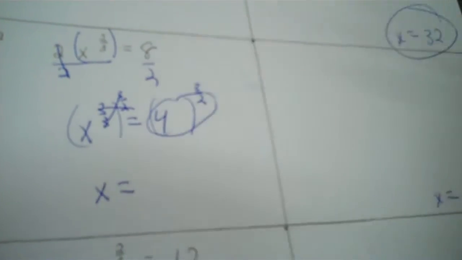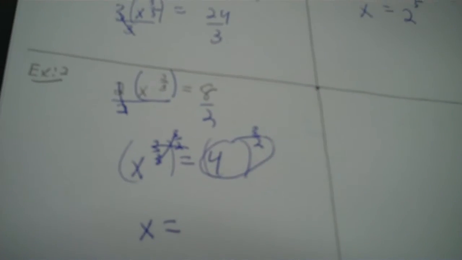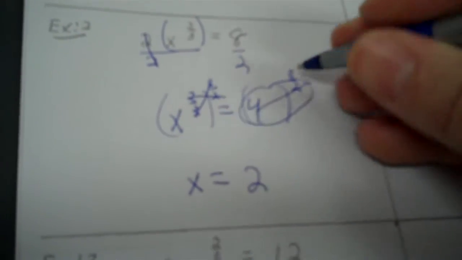So again, to figure out what 4 to the 3 over 2 power is, I first look at my list. The square root of 4 is 2, so that now becomes 2, and it's 2 to the 3rd. That means 2 times 2 times 2, which is 8. That is my solution.